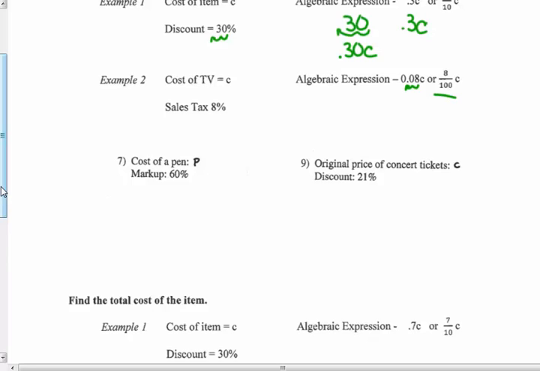The cost of a pen, P. The markup is 60%. So if I want to find the markup, I would change the percent to a decimal and multiply by whatever the cost of the pen is. So I could show it as 60 hundredths, those of you that like to leave the 0 there, and notice it's a capital P. Or I could say 6/10 P, or I could use the fraction 6/10. I almost always change it to the decimal.